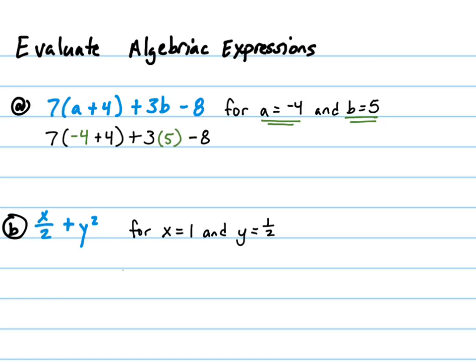We'll start with parentheses. And so here, -4 plus 4 is 0. So if we want to, we can go 7 times 0 plus, we can go ahead and take care of this. 3 times 5 is 15 minus 8. Nice thing here is this just ends up being 0. So we've got 15 minus 8, which in this case is just going to give us 7.